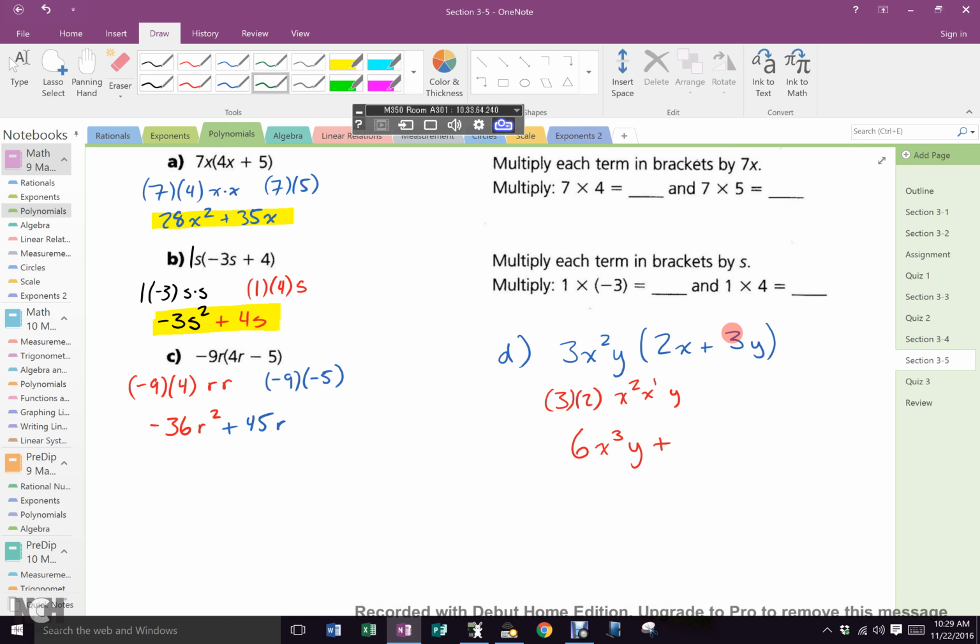Plus. What's this one? That would be 3 times 3, and then x squared with nothing. And y, because there's no other y. There's another y, it's right there. I mean, there is another y. So what's 3 times 3? 9. x squared, because the x squared doesn't change since there's no x there. And then what's y? y squared. Okay, grade 10 work.